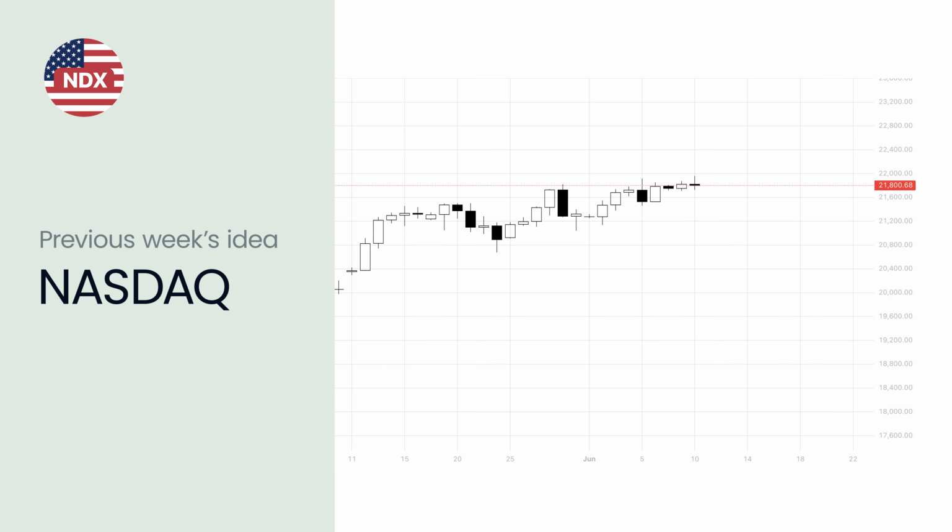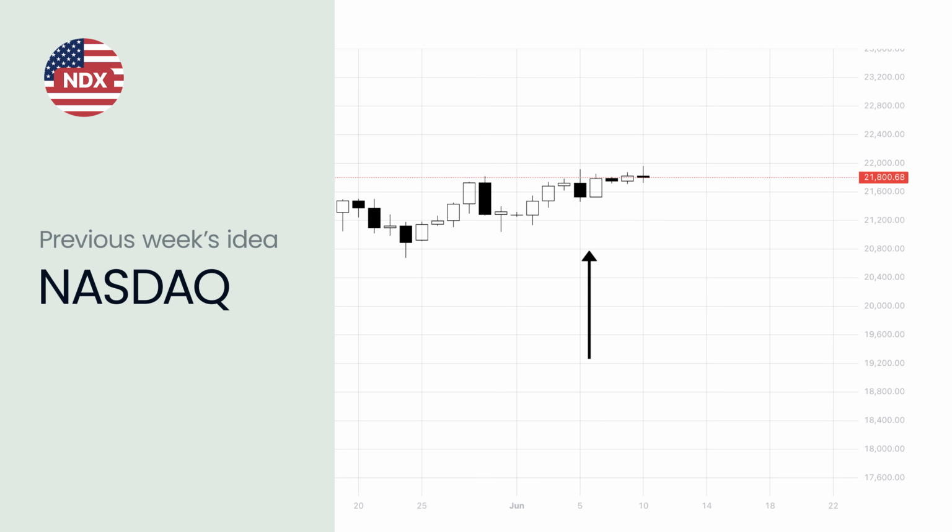The idea was for a buy on Nasdaq with a target around 22,000. This target is not reached just yet, but there is a high chance of achieving it in the following days, since now it is trading around 21,800.